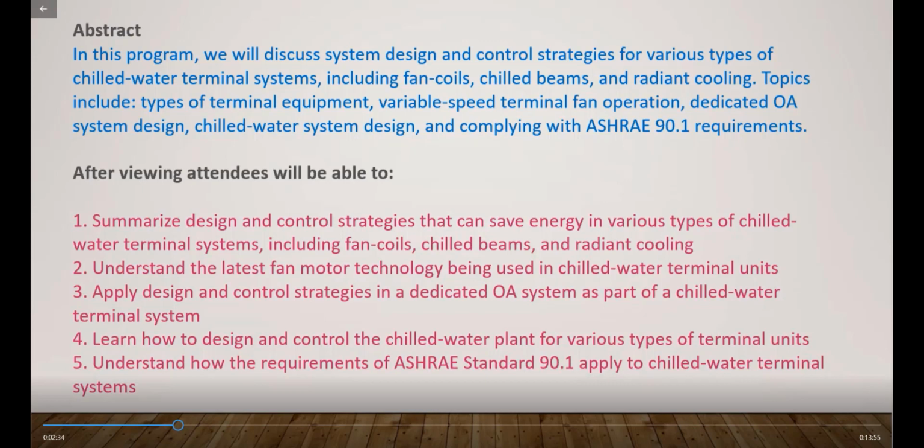Here are the goals of this series. First, after viewing this series, all the attendants will be able to summarize design and control strategies that can save energy in various types of chilled water terminal systems, including fan coils, chilled beams, and radiant cooling.